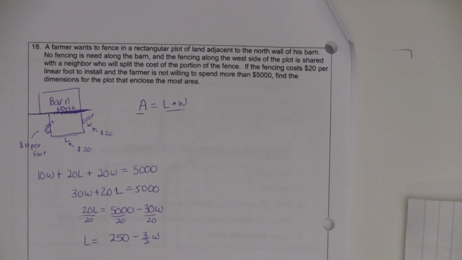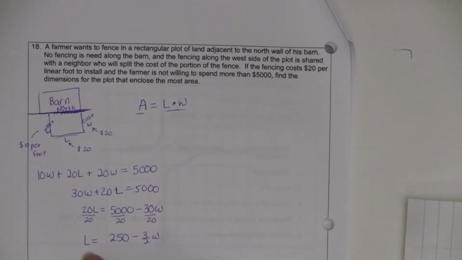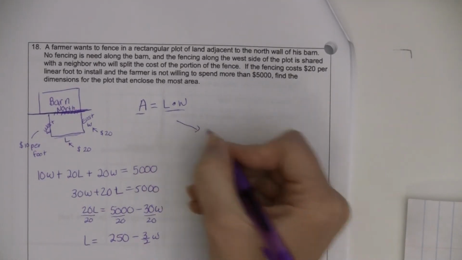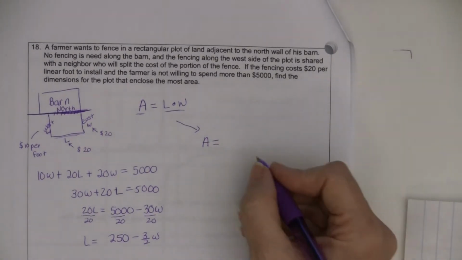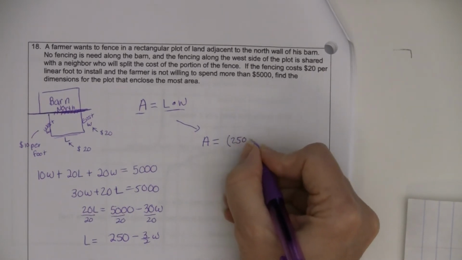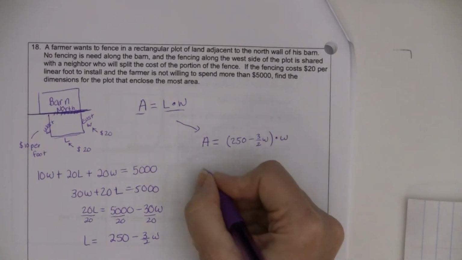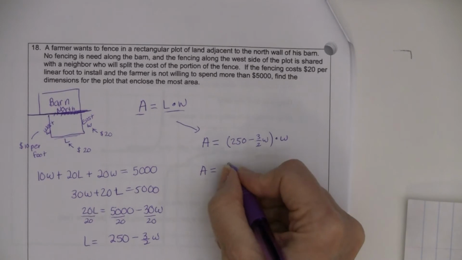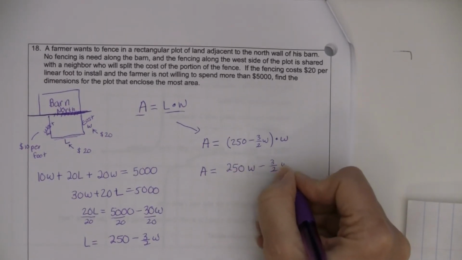Okay, so now we have this equation, and we know that L is this. So we're going to plug in. I'm going to make a little jog so that it fits. A equals, am I writing where you can see? I am. L, but we're replacing L with 250 minus 3 over 2 W, times W. And so A equals 250W minus 3 over 2 W squared.